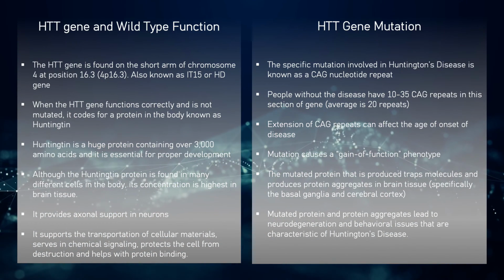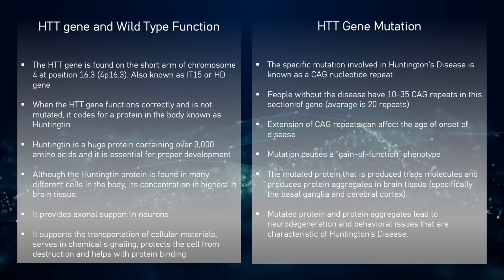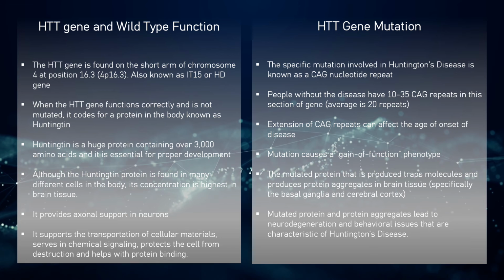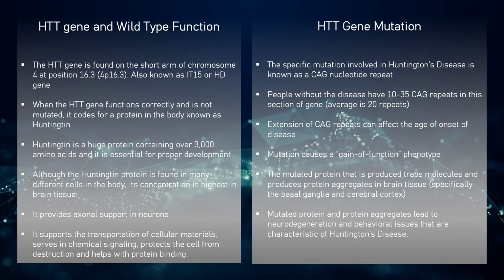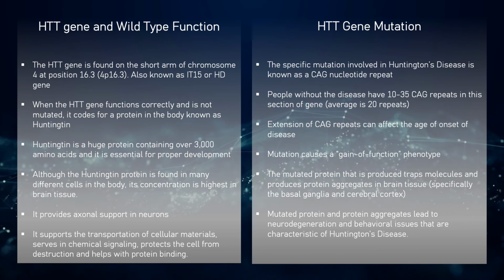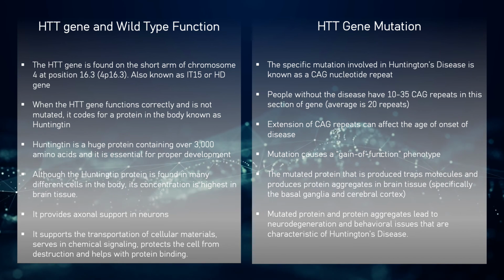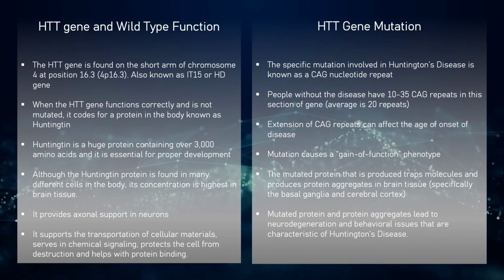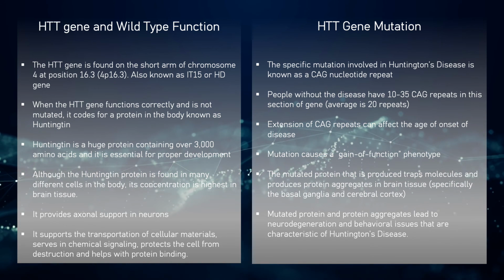First off, the HTT gene and its wild-type function. The HTT gene is found on the short arm of chromosome 4 at position 16.3. It is also known as IT15 or the HD gene for Huntington's disease. When the HTT gene functions correctly and is not mutated, it codes for a protein in the body known as Huntington. Huntington is a huge protein that contains over 3,000 amino acids and is essential for proper development. Although the Huntington protein is found in many different cells in the body, its concentration is highest in brain tissue, and it provides axonal support in neurons. Huntington supports the transportation of cellular materials, serves in chemical signaling, protects the cell from destruction, and helps with protein binding.